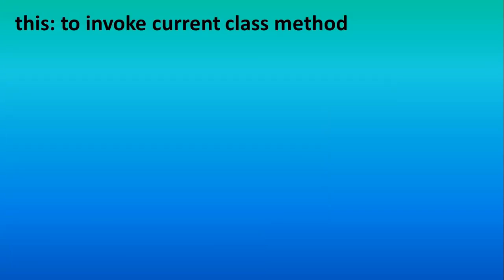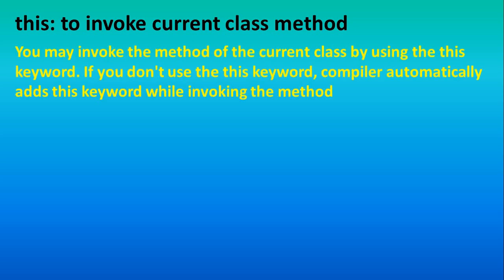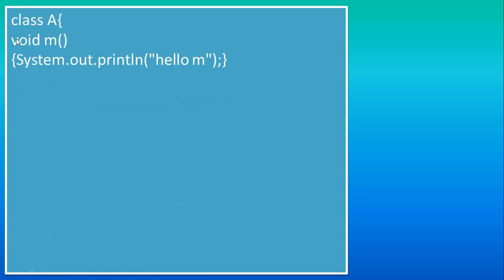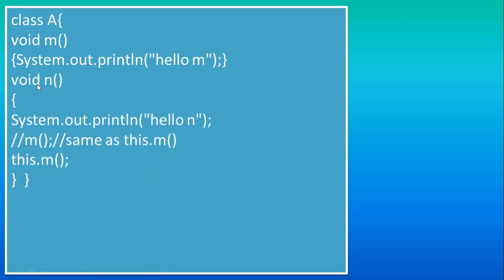The next use of this is to invoke the current class method. What is the meaning of current class? We will see through this example. It invokes the method of the current class by using the this keyword. Here, if you take one class which has the method m for showing a hello message, and one more method inside which we are calling the method m, you observe this method is present in the class.